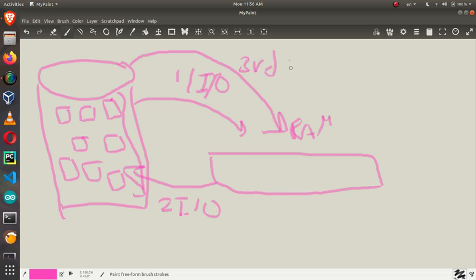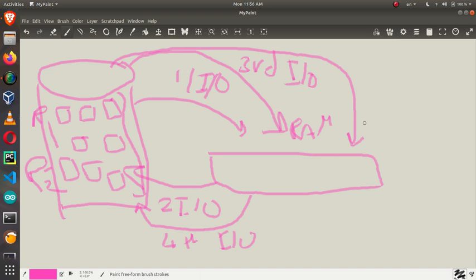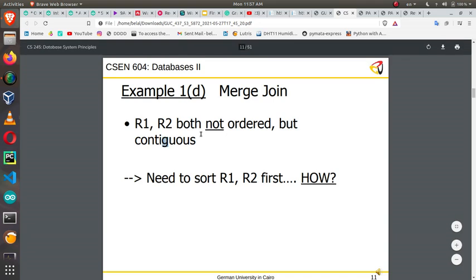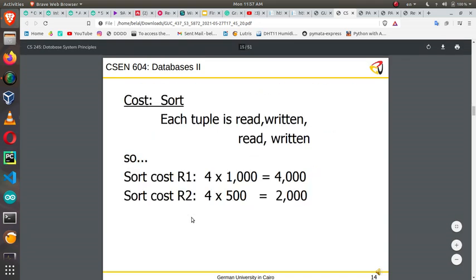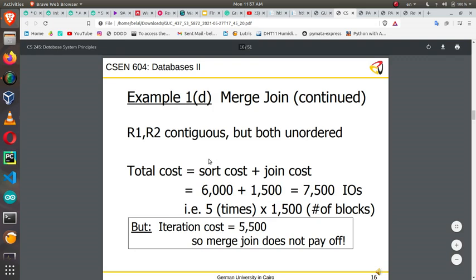This is the third I/O. After that we have to write the sorted blocks again to the hard disk, so this is the fourth I/O. And if we want to merge join the blocks of both relations R1 and R2, we have to load the blocks into the memory for the third time. This would be the fifth input-output operation. So the cost of merge join unsorted relations is 5 IOs times the total number of blocks if they are contiguous.